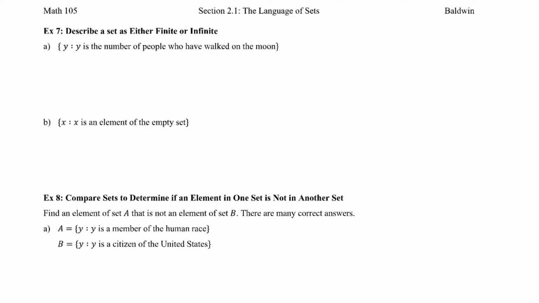So the first example in number 7 says our set is the set of Y, such that Y is the amount of people who have walked on the moon. If we're trying to think about if that's countable or not, could we count how many people have actually walked on the moon? Because walking on the moon is not a very common thing, this would be something that we would be able to count. So this set is finite.